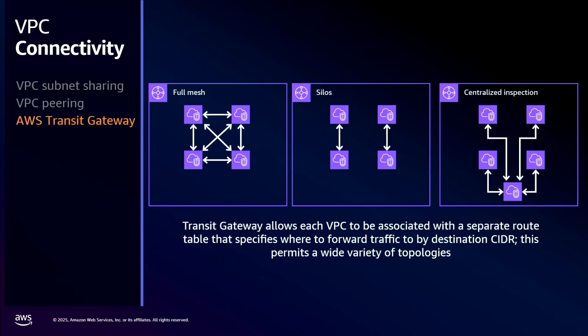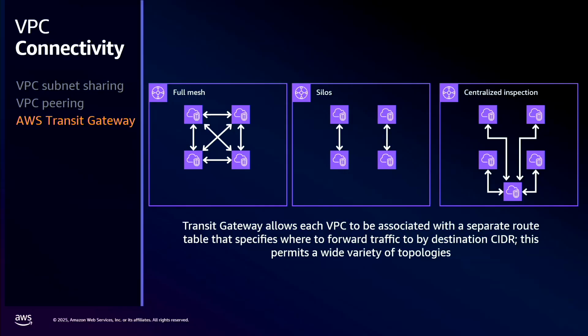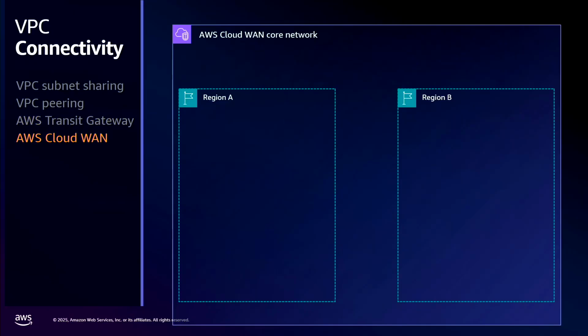Centralized inspection is also possible. So if you want to have network firewall insertion, inspection between VPCs, you can do that as well. So with Transit Gateway, you can really go more advanced in terms of topologies. Now let's have a look at other requirements.